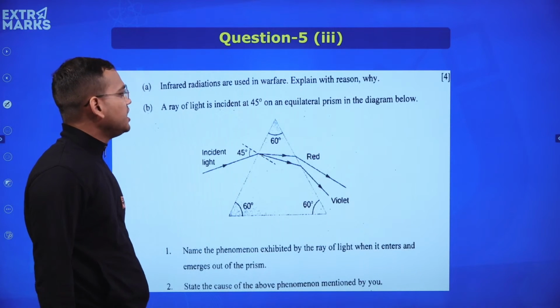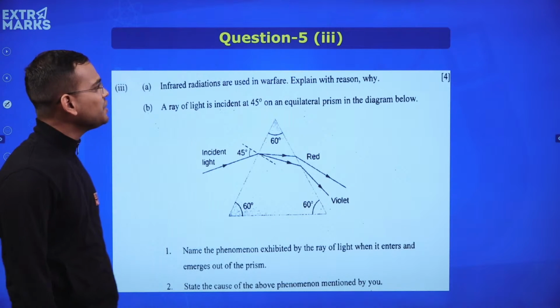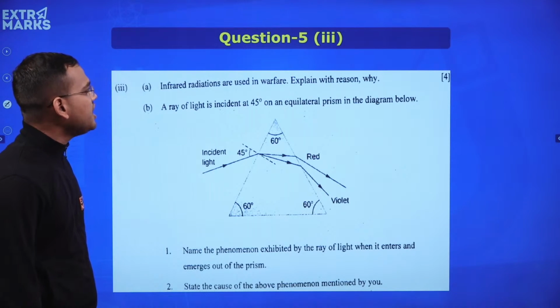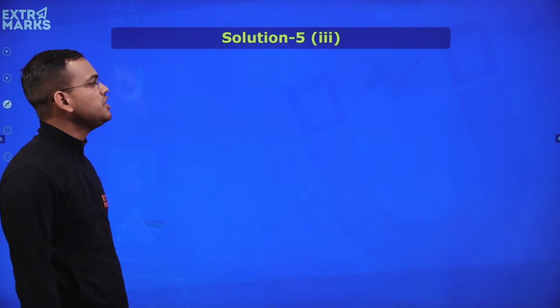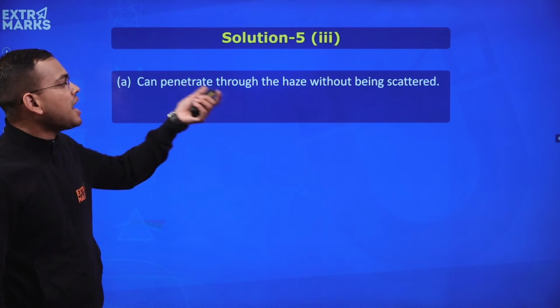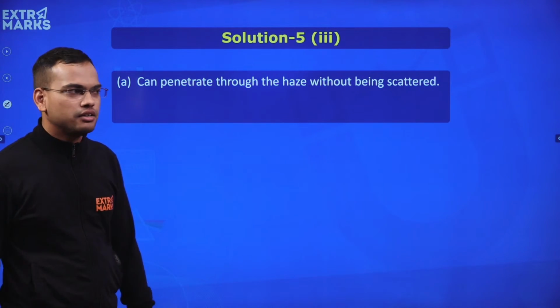Now this is a very simple question. Infrared radiations are used in warfare. Explain with reason why. Because they can penetrate through the haze without being scattered.